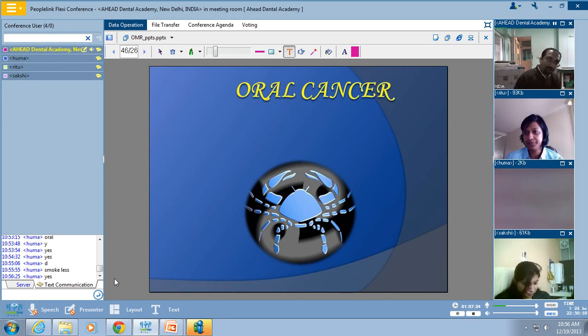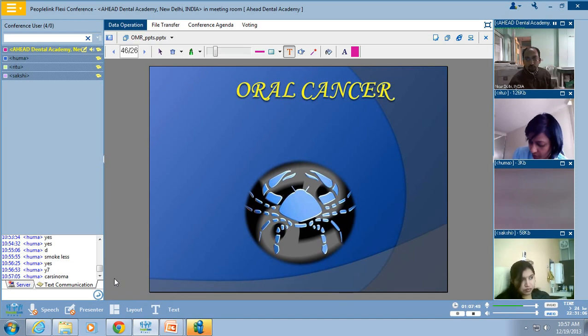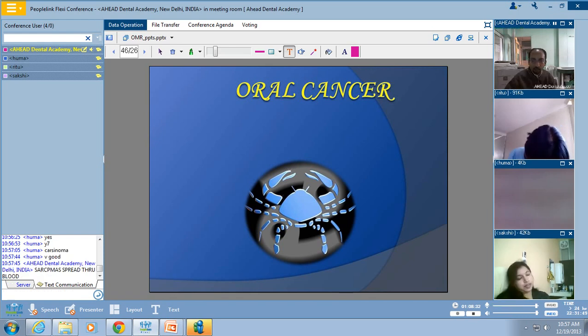Carcinoma and sarcoma, of the two, which has got the more malignant potential, or you can say the poorer prognosis? It is sarcoma. Sarcoma has got a poorer prognosis as compared to carcinoma. Why? Because a carcinoma spreads through lymphatics and a sarcoma spreads through the hematogenous route. Sarcomas spread through blood or connective tissue, whereas carcinomas spread through the lymphatic route. That is why sarcomas have got a poorer prognosis.